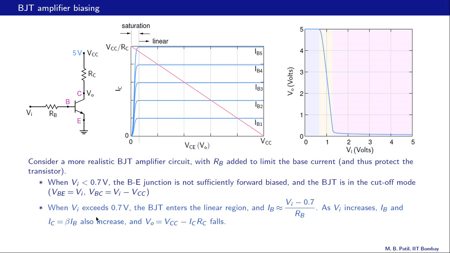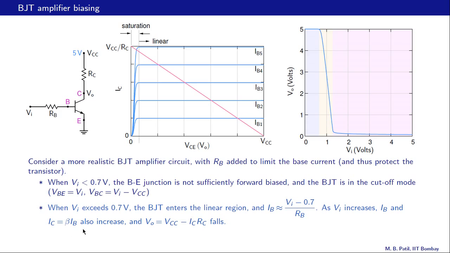When VI exceeds 0.7 volts, then the BJT turns on and it enters the linear region. What do we have for IB then? IB, this current, is VI minus this voltage drop, which we will say is about 0.7, divided by RB. So that is VI minus 0.7 by RB. And as VI increases, IB also increases, and therefore IC also increases.